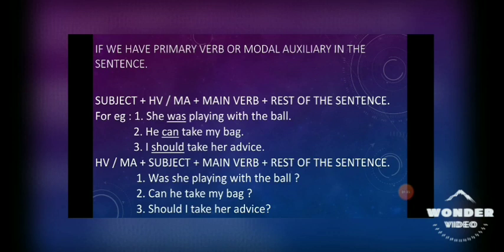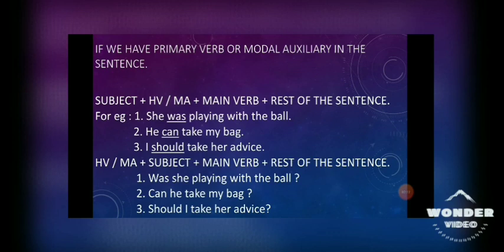Now when such kind of sentences come where the formula is this, how to convert them into an interrogative sentence? Take the helping verb or modal auxiliary which is given in the sentence at first, then add the subject, then add the main verb and then write the rest of the sentence. The same examples I have converted into yes or no type questions and given to you. See here, was she playing with the ball? So was is the helping verb plus subject plus main verb and then the rest of the sentence.